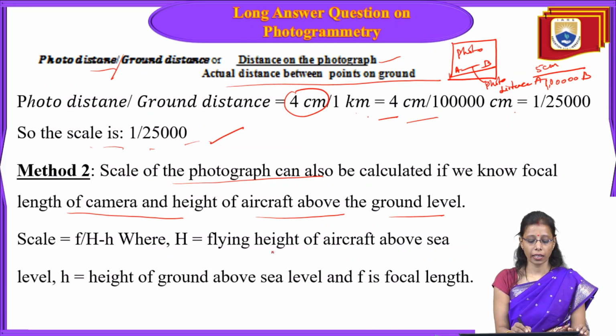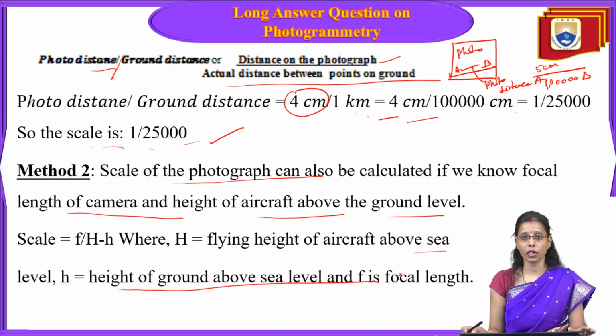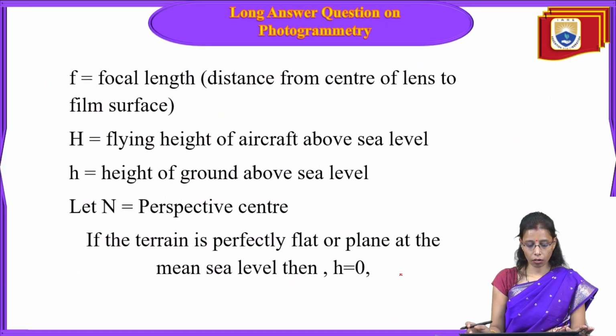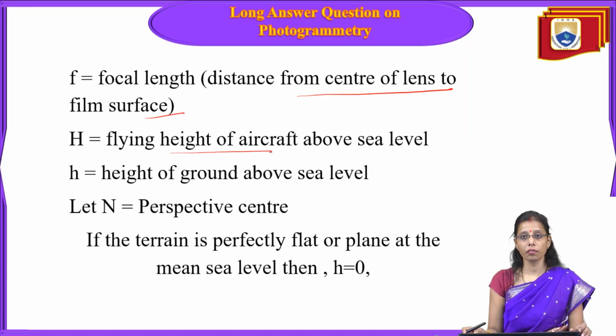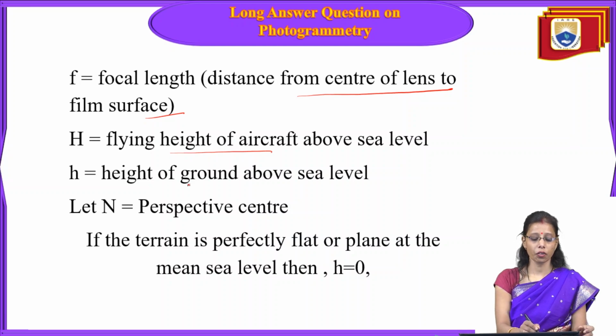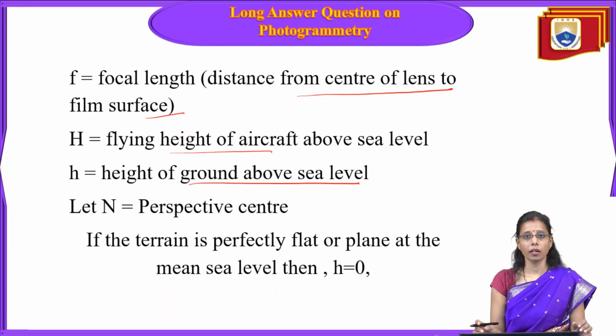So where H is the flying height of the aircraft above the sea level, and small h is the height of the ground above the sea level, and f is the focal length of the camera. Now f is the focal length, the distance from the center of the lens to the film surface, and H is the flying height of the aircraft above the sea level, whereas small h here is the height of the ground above the sea level. Here let n be the perspective center.